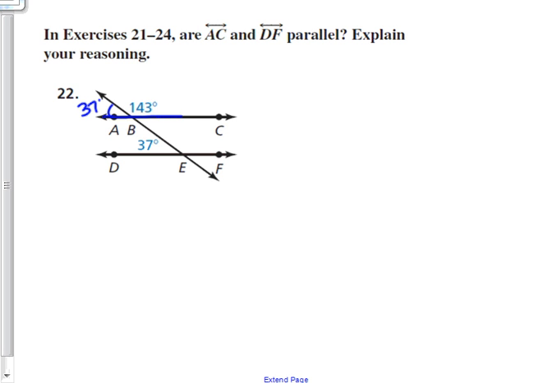So because that's 37, this and this are actually corresponding angles. They're in the same position as each other in that group of 4 that they're in. So since those are equivalent, those are congruent, there's a theorem that states if those lines were parallel, then corresponding angles are congruent. And so since they are congruent, I can say that yes, they are parallel. And the theorem I used would be corresponding angles are congruent.